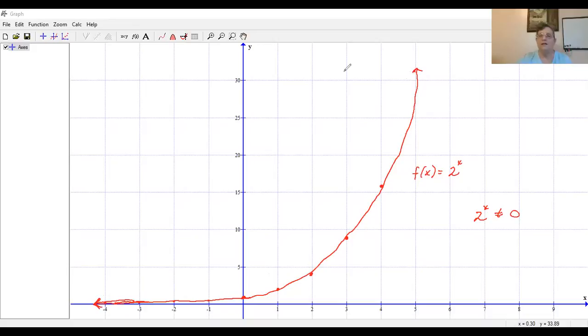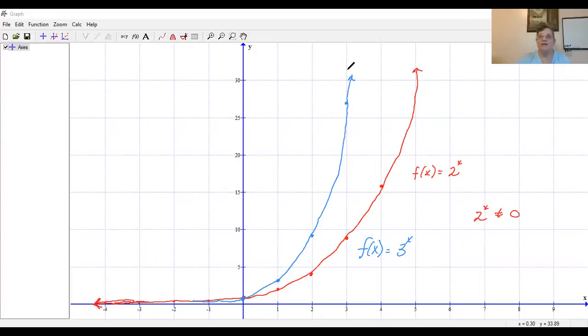If we were to look at 3 to the x, we would still have the point (0, 1), but then this would go to 3, this would go to 9, 27 would be up here somewhere. So 3 to the x would get big even faster, and small even faster. 4 to the x would get big even faster.